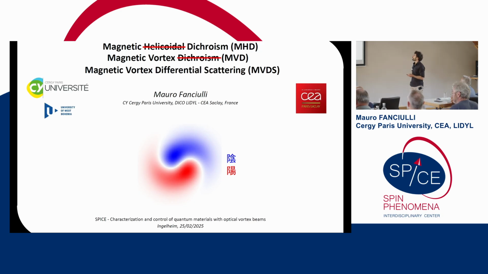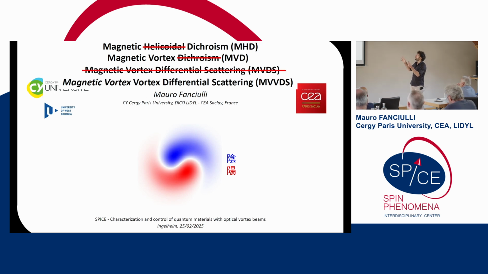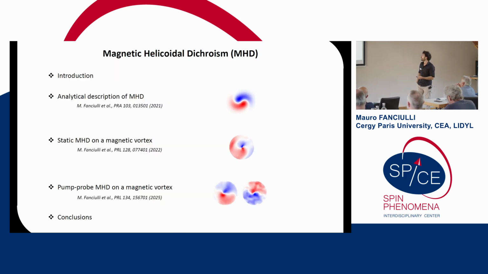Then I was pointed out also that dichroism historically was introduced as a property of absorption of a photon, and we deal with scattering of light rather than absorption. So this should maybe be called magnetic vortex differential scattering. At least it's magnetic. But then, since we will work, as I will present, especially on a sample which is a magnetic vortex, this also is ambiguous, so I hope we agree that we still keep calling, at least for the presentation, magnetic helicoidal dichroism.